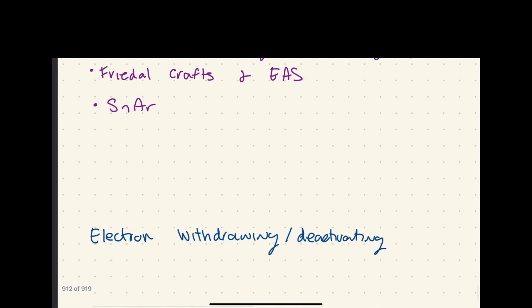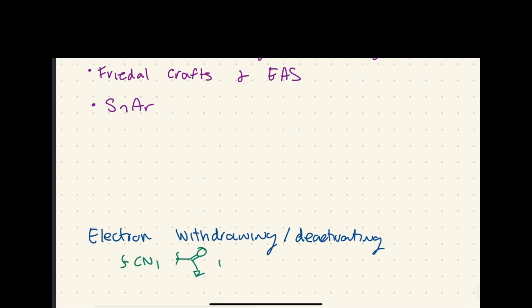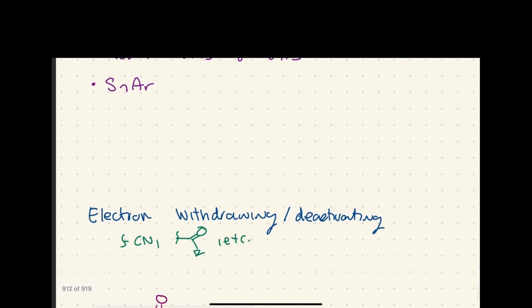Electron withdrawing groups are known to be deactivating. And these electron withdrawing groups are going to be things like cyano, acyl, this could be anything here, amido, doesn't matter. Anytime that we can draw a resonance structure where the electrons are coming out of the ring, that's going to be deactivating. Let's look at why.